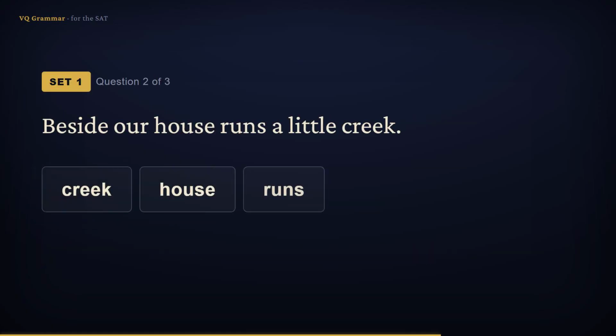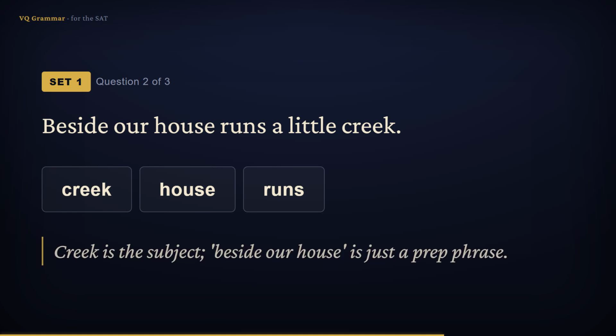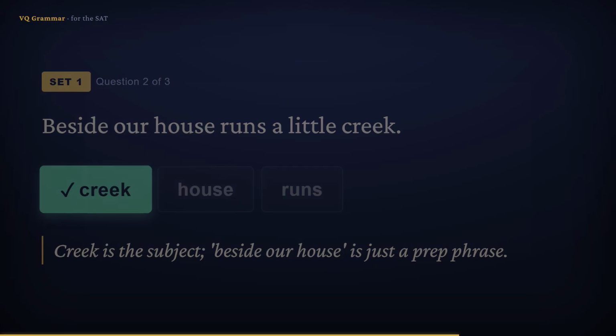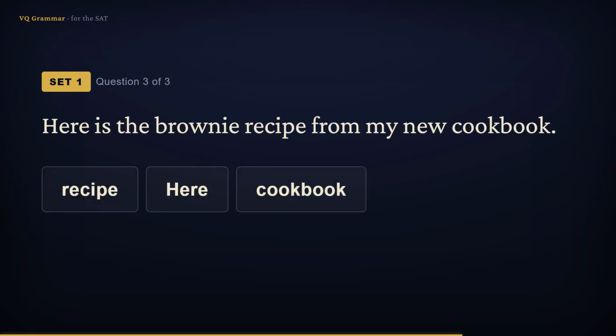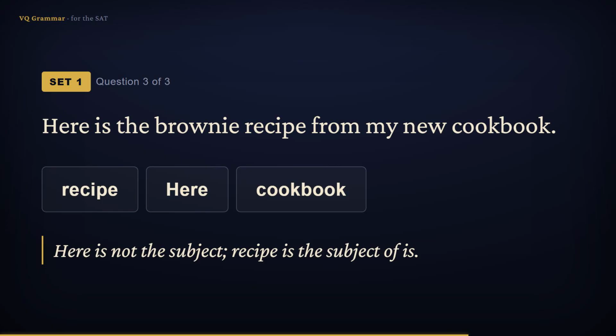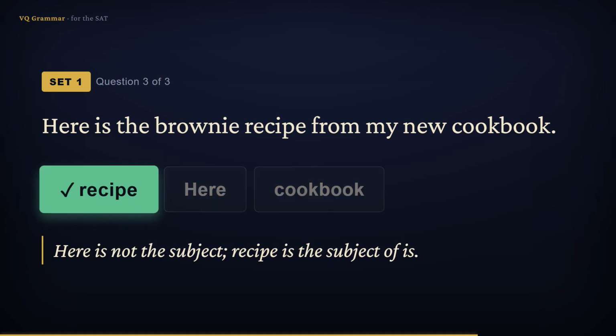Beside our house runs a little creek. The verb is runs. And what runs? A creek. House is only inside a prepositional phrase, so the subject is creek. Here is the brownie recipe from my new cookbook. Here is not the subject. The verb is, and what is here? The recipe. So the subject is recipe.